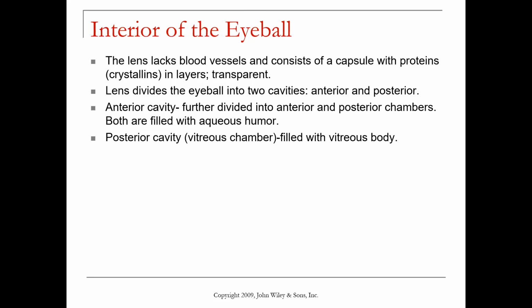The posterior cavity is going to be filled with this transparent jelly that gives us the shape of the eyeball. It fills up the eyeball itself. The eyeball is round because of this jelly inside here. The jelly is transparent, and it's easily seen when we dissect an eyeball. The jelly just sort of pops out for us. But the anterior chamber, the anterior cavity, is filled with aqueous humor.